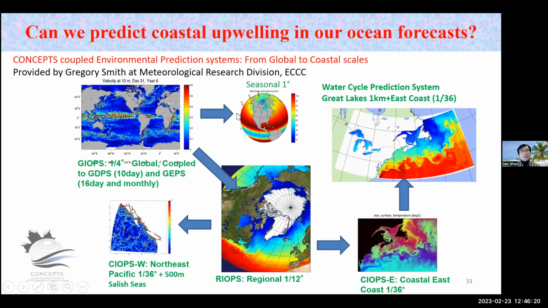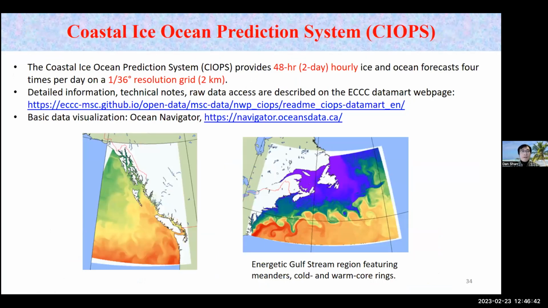So what you saw is a smaller domain and higher resolution. The global model is at 1/4 degree. The coastal model is at 1/36 degree. That is about 2 kilometers for the east coast. So the COPS model has the highest resolution, about 2 kilometers. It provides a 48-hour hourly ice ocean forecast 4 times a day. The operational forecast results are available at the Datamart at this link, and the results can also be visualized at the Ocean Navigator website.